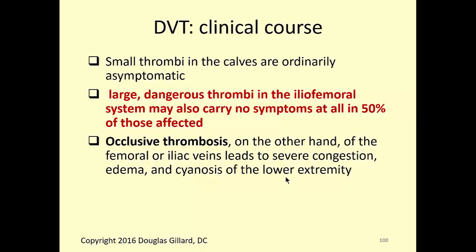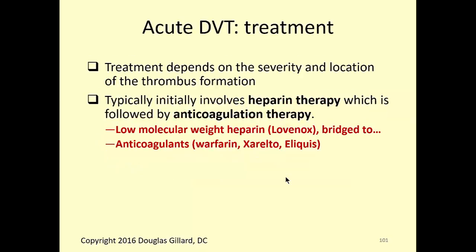And that's a good thing, because the ultrasound techs will admit sometimes it's very difficult to see a thrombus formation in the calves. Large, dangerous thrombi in the iliofemoral system are the ones that carry no symptoms at all. We said that. 50% of these have no symptoms. Occlusive thrombus, on the other hand, if it's in the femoral and iliac veins, can lead to severe congestion and cyanosis of the lower extremities.